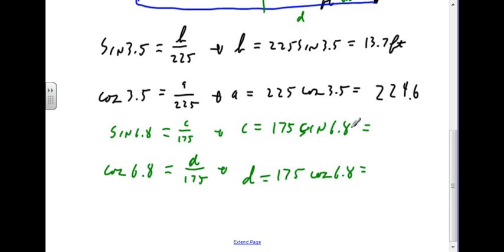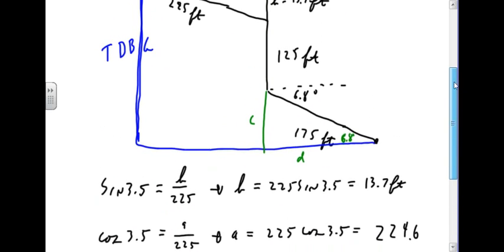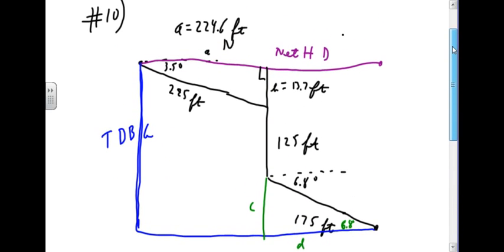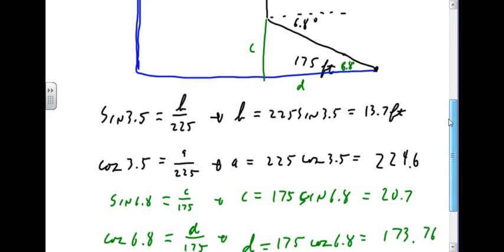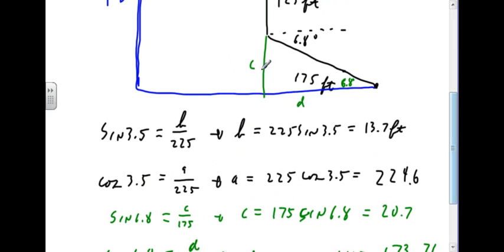And I'm going to get the cosine value, 173.76, and the sine value is 20.7. Significant digits, I really only have 3, so I'm only going to keep 3: 20.7 and 173.8. All right, now it's time to add that up.